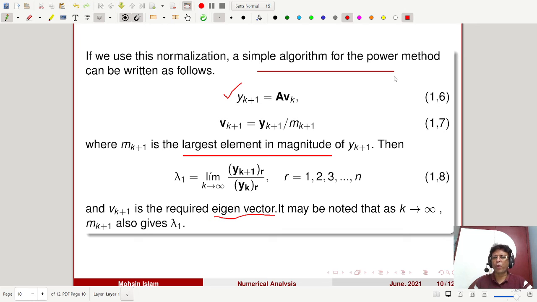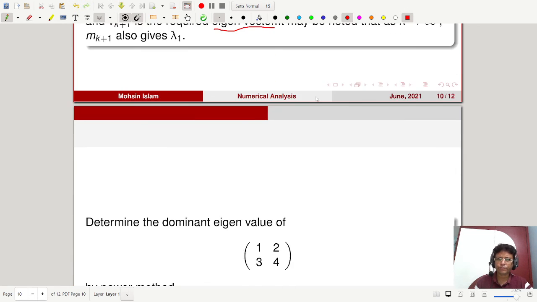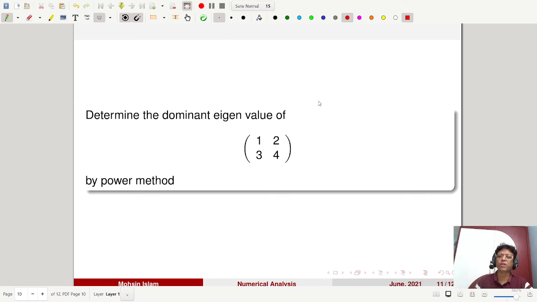Now let's go to the problems. Let us start with a very simple problem. Determine the dominant eigenvalue of lambda by the power method for the matrix 1, 2, 3, 4, the simplest form. No initial guess is given here, so let us assume one.